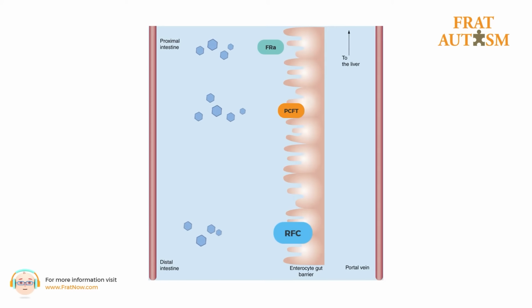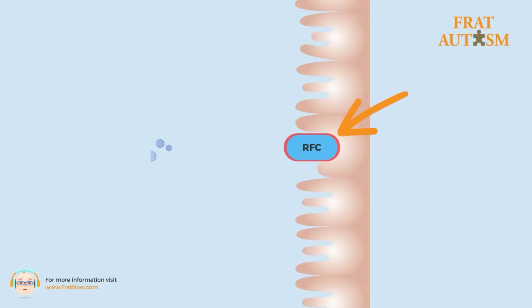The reduced folate carrier is a membrane protein responsible for transporting folate and its derivatives into cells. It facilitates the uptake of reduced folates, such as 5-methyl-tetrahydrofolate, 5-MTHF, the biologically active form of folate. The RFC is expressed on the plasma membrane of most cells, particularly in tissues that require high folate turnover, such as the bone marrow, liver, and placenta.